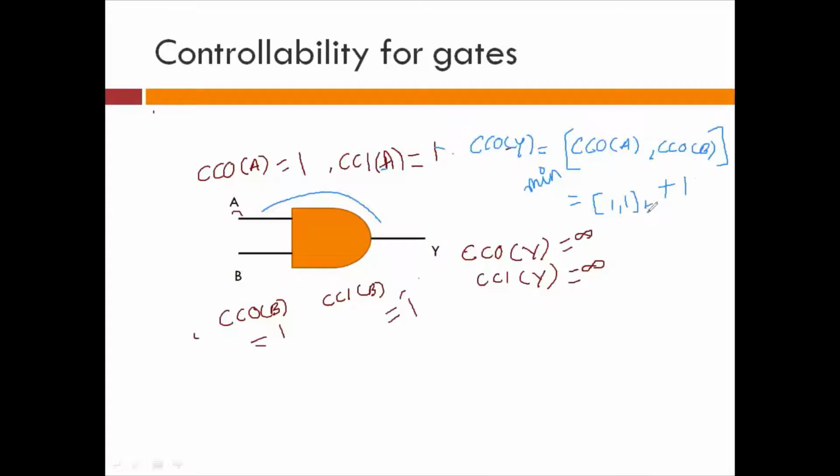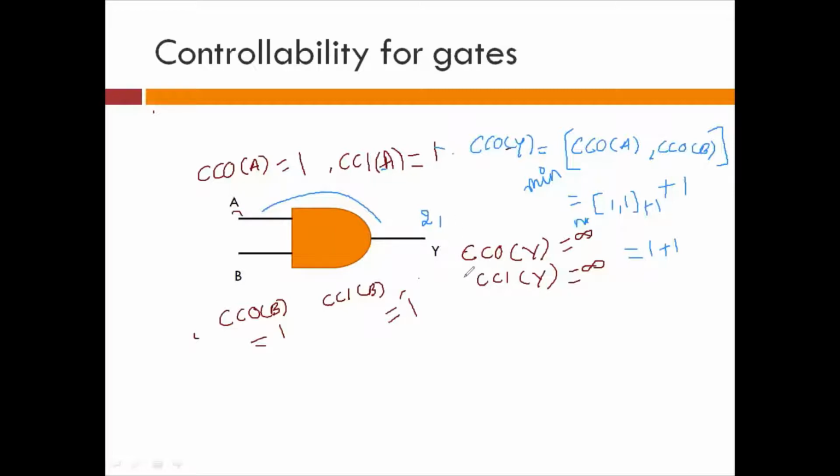Plus 1 for increase in the level. So this is going to indicate the increase in the level. So what I am going to get is minimum क्या है? 1, 1 में से दोनों 1 ही minimum है. So I take 1 plus 1. So that is going to give me 2. So in this case, it is CC0 for Y is 2.